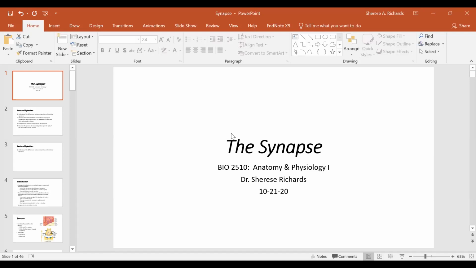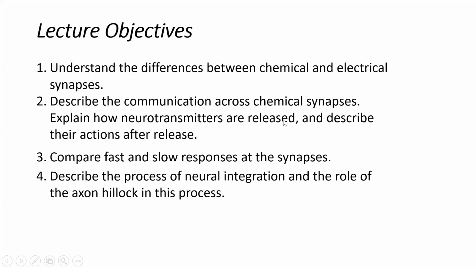We know there are no voltage gated channels on the axon terminal. The channels here look different. And so what does that energy do when it gets to the axon terminal? And so that brings us to speaking about the synapse here.